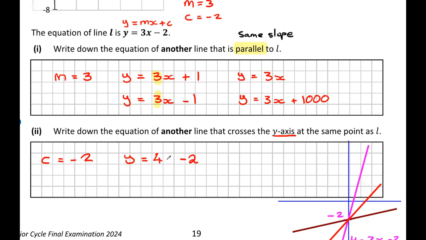We could say 4x minus 2. That slope is 4, isn't it? You could say y equals minus 4x minus 2. You could say y equals a third x minus 2. You could say pi x if you want. Anyway, whatever. Y equals 50x minus 2. The whole key is that the y-intercept is the same in here.